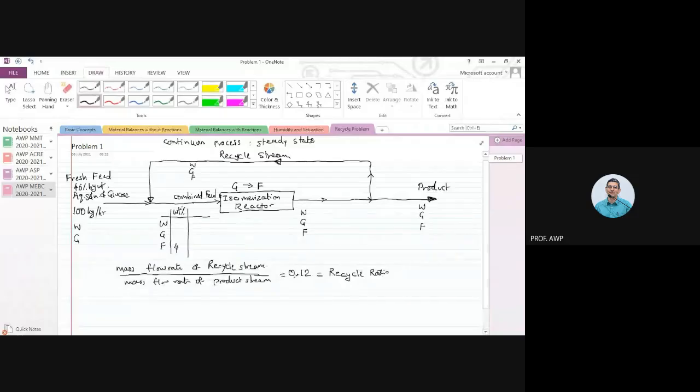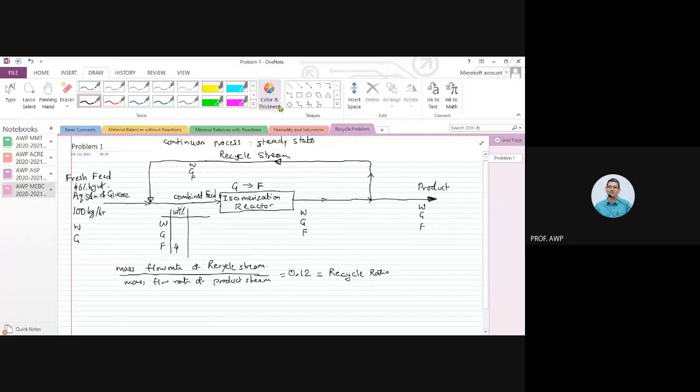Right. Now what I want you to do is find out the quantities and compositions of all the streams per 100 kg per hour of the fresh feed, which is a 40% by weight aqueous solution of glucose. There is no fructose in the fresh feed. Okay, so I will let you do this problem and then we will talk more about it.